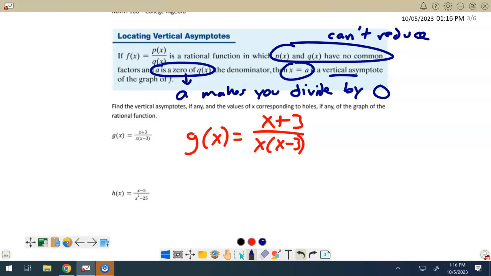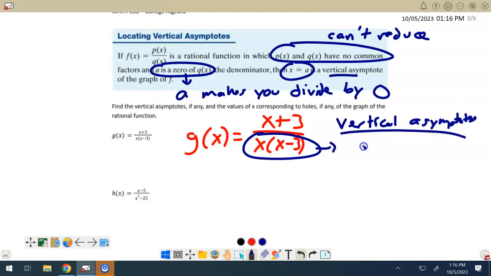x plus 3 and x minus 3 are close to each other, but they're not exactly the same, so they don't cancel out. So to find the vertical asymptotes, it's going to look exactly the same as the first example that we did. We take the denominator, we set it equal to 0, and then we solve for x. It's already factored, so we don't have to really do much work here. We just set each factor equal to 0.